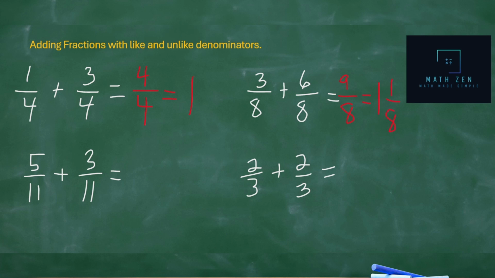Then the next one, we should have 8/11. And our final one, we should have 2 plus 2, which is 4/3, which is going to convert to 1 and 1/3. So if you got 1, 1 and 1/8, 8/11, and 1 and 1/3, give yourself a pat on the back. Great job.